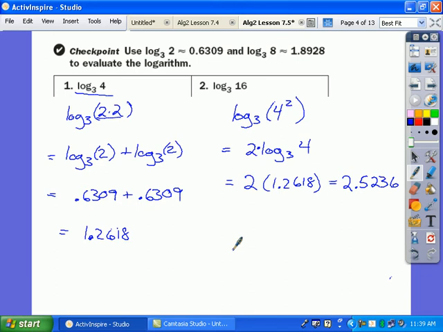Okay, so by the power property, which is the third property on our property slide, we can rewrite this. And of course, again, I know what log base 3 of 4 is. That was the first number I calculated. So I just brought this in, and did the multiplication, and there we go.